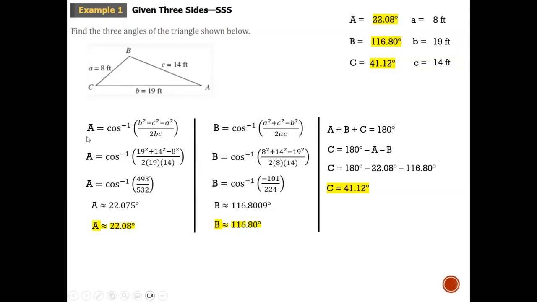So from the beginning, I started with finding angle A. You honestly could have started with finding any of the angles using the law of cosines, right? So I could have found angle C first and then B and then A later. So either of these angles could have been found with law of cosines, okay?